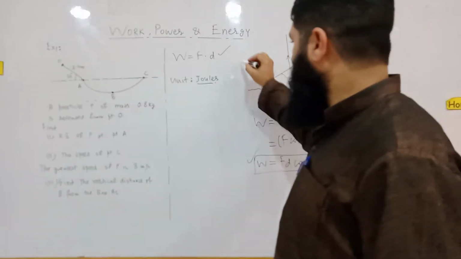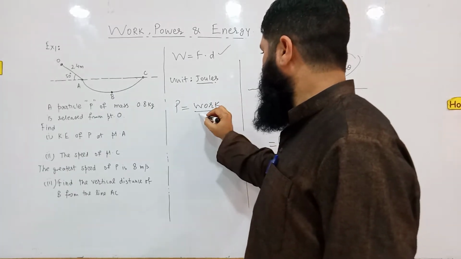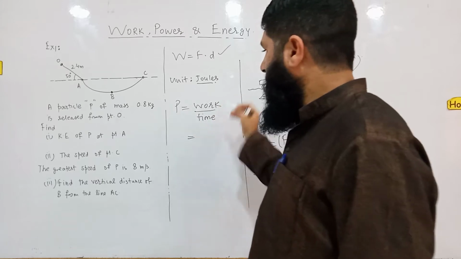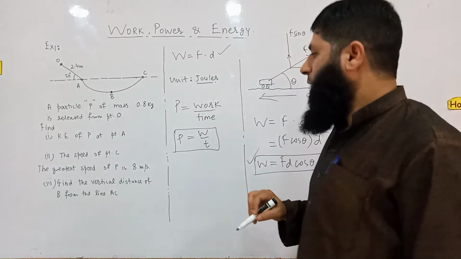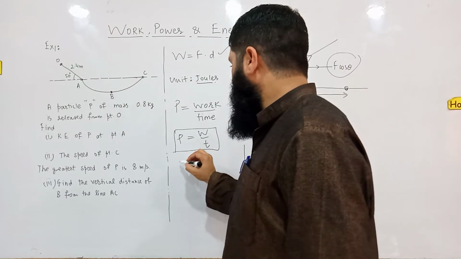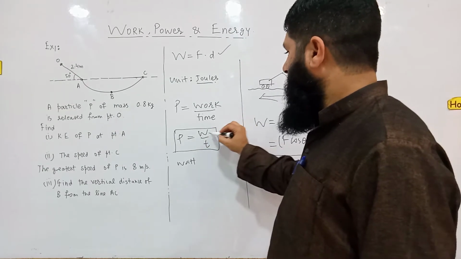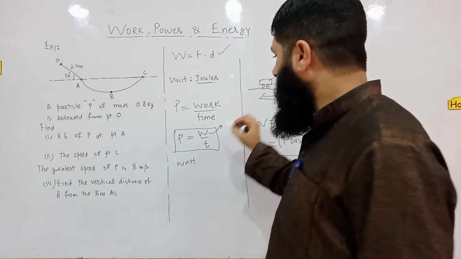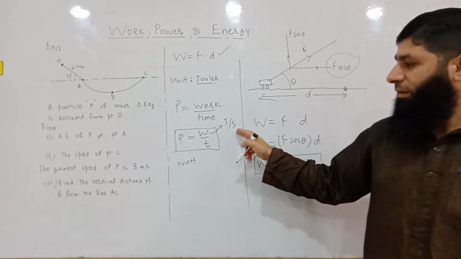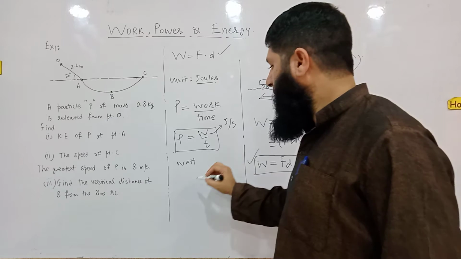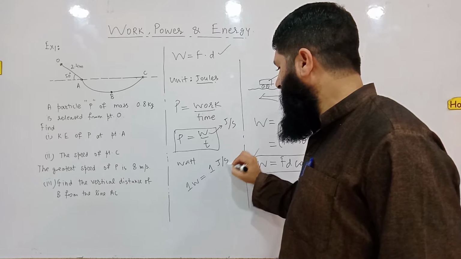After this we have power. It is basically work done divided by time, or the rate of change of work. This is the expression for power, and its system international unit is watt. If you see the formula, we know that the unit of work done is joules and the unit of time is second. So joules per second is equal to watt. For example, we can write that 1 watt is basically equal to 1 joule per second.